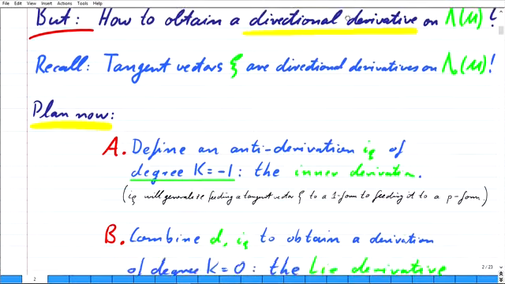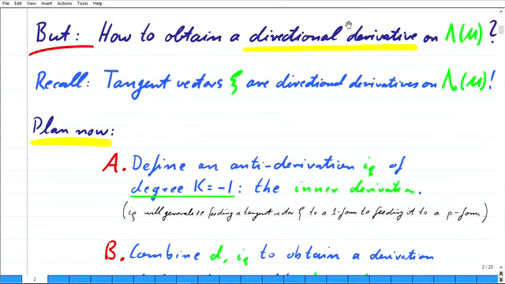Now that's all good and fine, and we discussed some nice uses of the exterior derivative, but it's not a directional derivative. What if on our manifold we want to directionally differentiate our differential forms? We do know how to directionally differentiate zero forms, which are functions. Namely, the directional derivatives are given by the tangent vectors. A tangent vector applied to a function gives us the directional derivative of that function, which is itself a function.